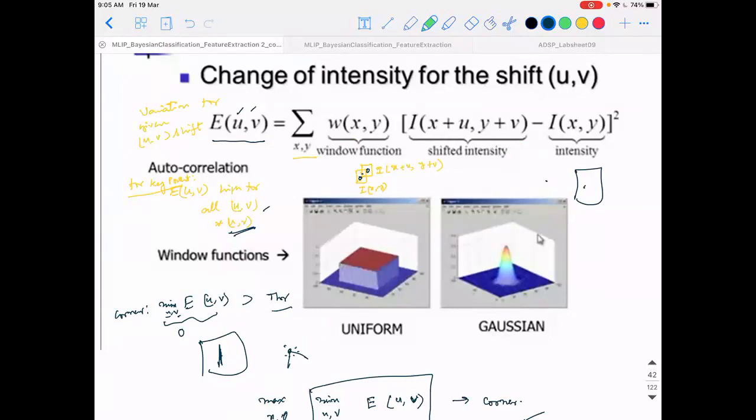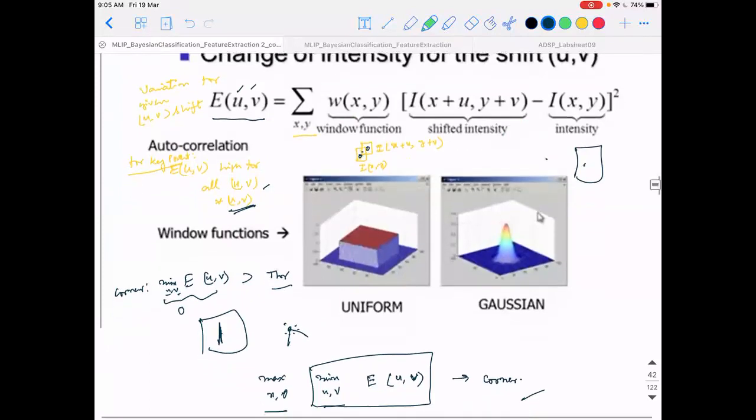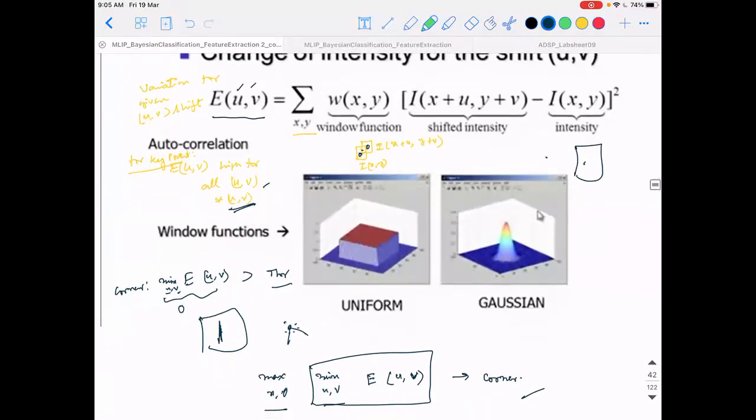So for an ideal corner point or an ideal key point, if I shift in any direction, I can shift like this, or like this, or like this. In any direction I shift, there should be some substantial intensity difference.